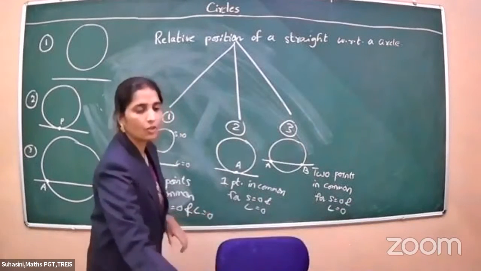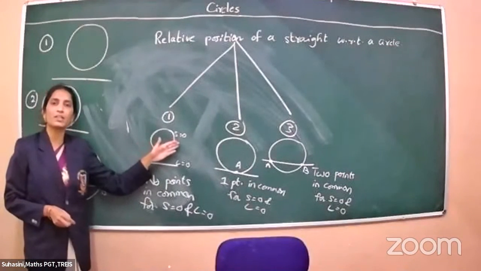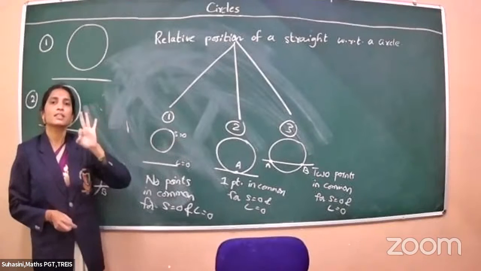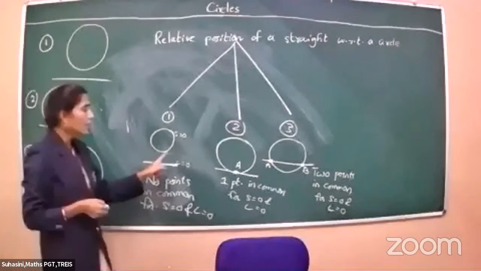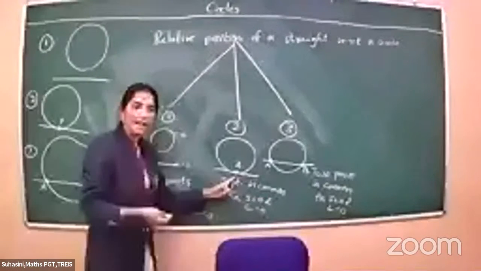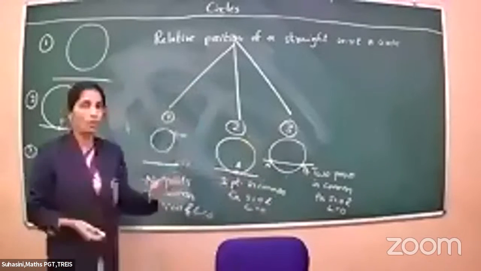So the relative position of the line with respect to the circle depends on the points of intersection of the line and the circle. No points in common for the circle and line. 1 point in common for the line and the circle. And 2 points in common for the line and the circle.